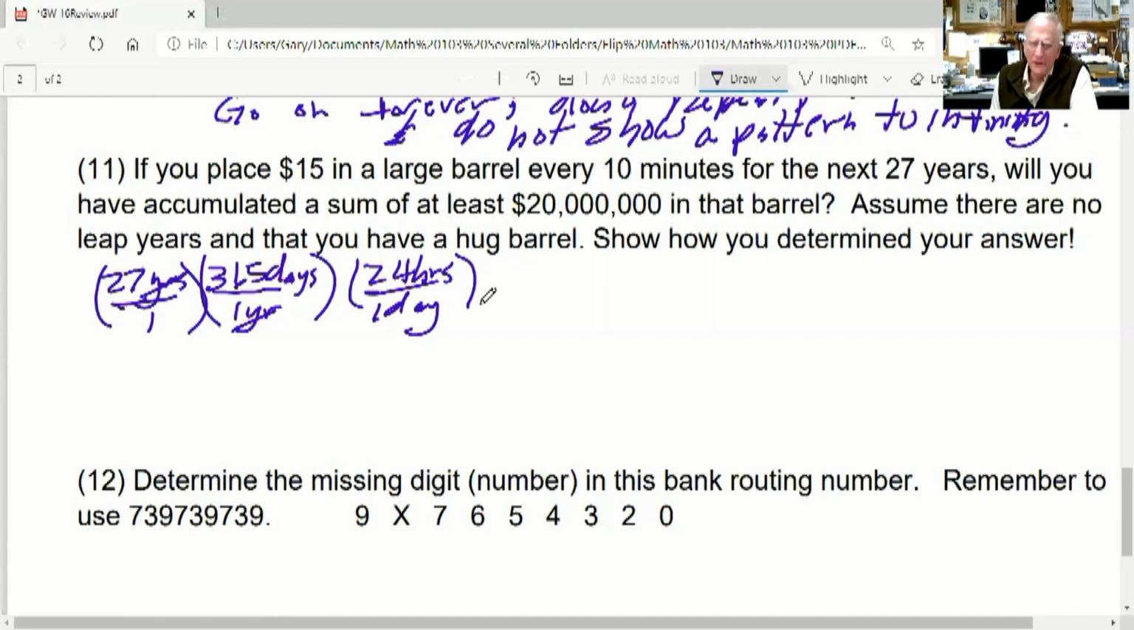Well, every hour, there are 6 10-minute periods in an hour, right? So we could do 6 times 15. So that would be $90 per hour we would put in the barrel, right? So why don't we just use that, take that shortcut. So $90 per every 1 hour go into the barrel. Hours cancel, days have canceled. So if I multiply 27 times 365 times 24 times 90, I should have the answer I'm looking for, correct?